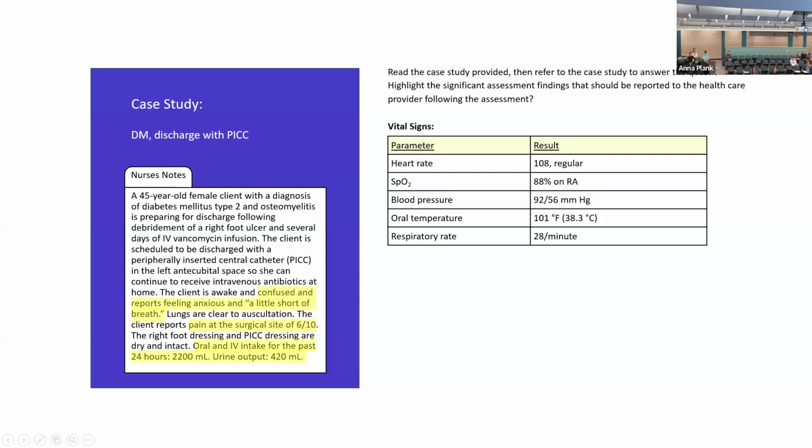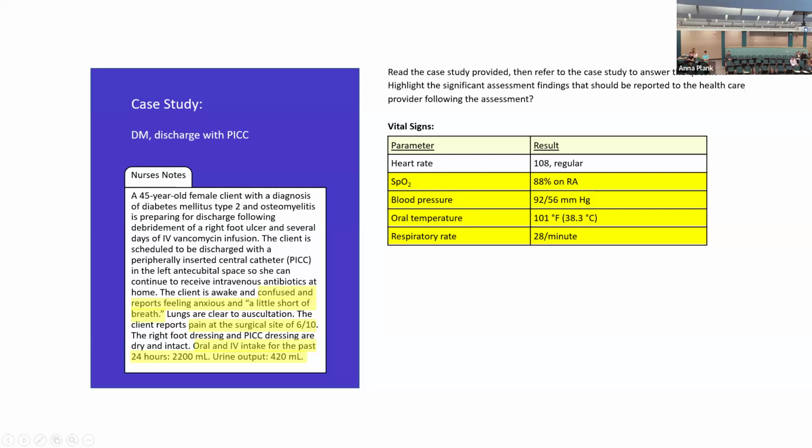Talked about our intake and output, because we have a big mismatch. Definitely want to be concerned about that oxygen. Definitely concerned about the blood pressure. And the fever. And I think the respiratory rate, what's the normal respiratory rate for an adult? Okay, so we're elevated.